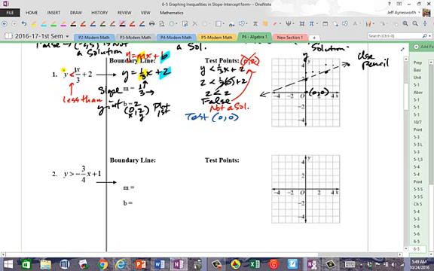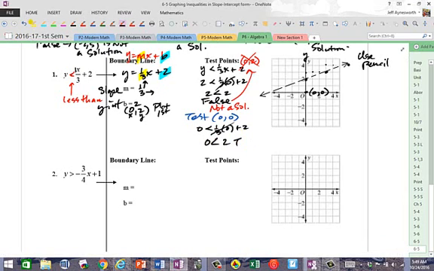So the question is, we're going to put 0 in. Is 0 less than 1/3 times 0 plus 2? Well, that's 0, right? So we have 0 less than 2. Okay, 0 is less than 2. This is a true statement. So that tells me that this is a solution.